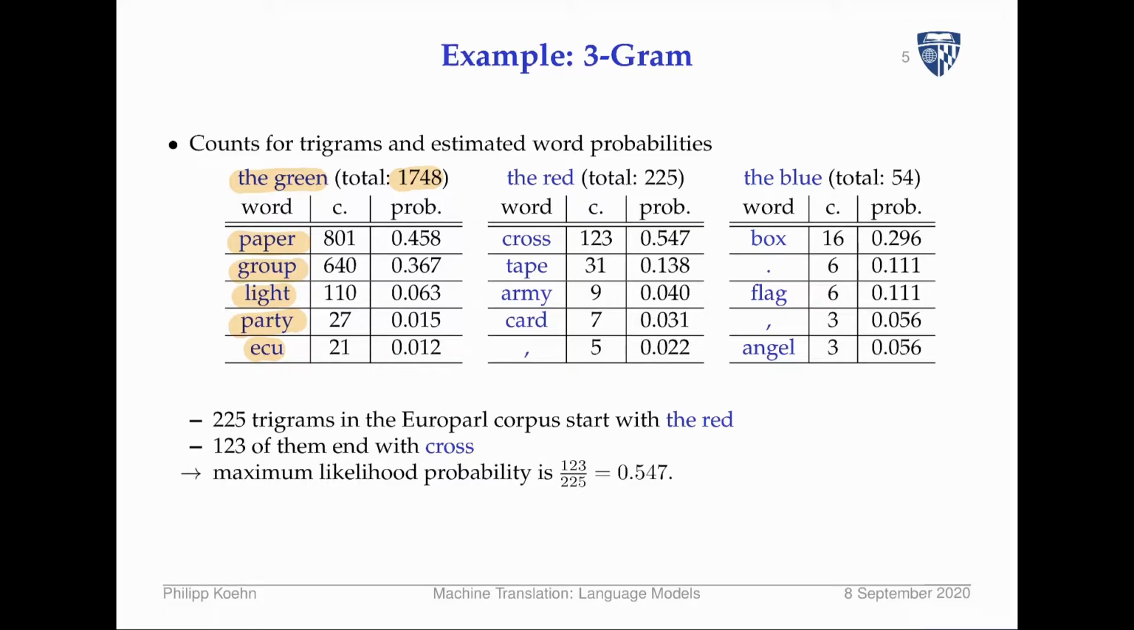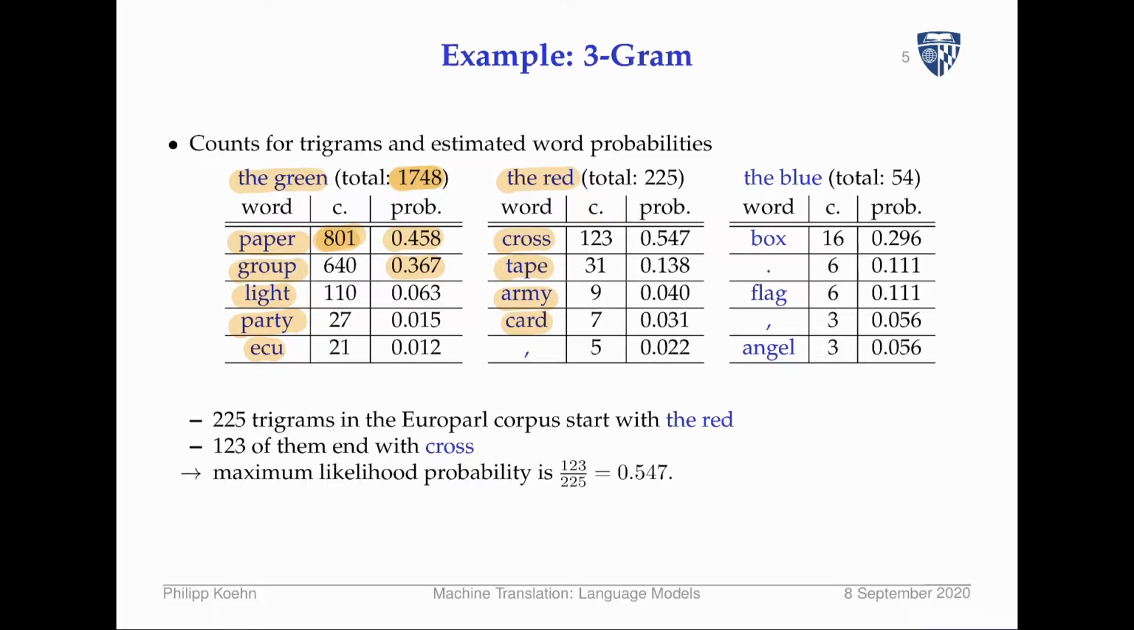And you can look at the counts here. So for paper, the count is 801. And therefore we divide 801 through 1748, and this is the number we get, and that's the probability we assign to this n-gram prediction. To predicting the word group, this is the probability, and so on. Okay, let's look at a few other word sequences. So the red, what follows the red? Well, cross, the red cross, the red tape, the red army, the red card.